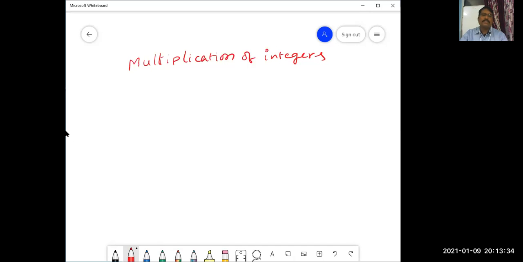So we all know that multiplication is nothing but repeated addition. First, we know that 3 plus 3 is equal to 6. That means 2 into 3 is also 6. 3 plus 3 plus 3 is equal to 9. That means 3 into 3 is also 9.